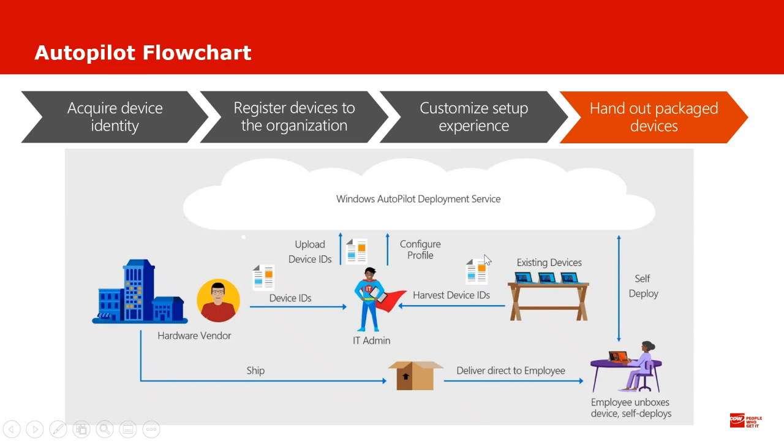This flowchart is based on if we're leveraging the hardware vendor to config and provision the Autopilot experience for you and ship the device directly to your employee. So in this instance, we're utilizing, obviously, your CSP and the deployment services of Autopilot to provision. This is an overview of that.